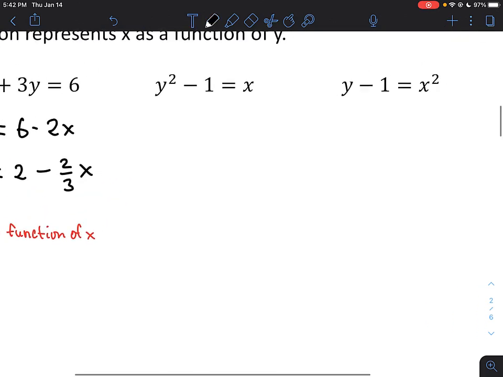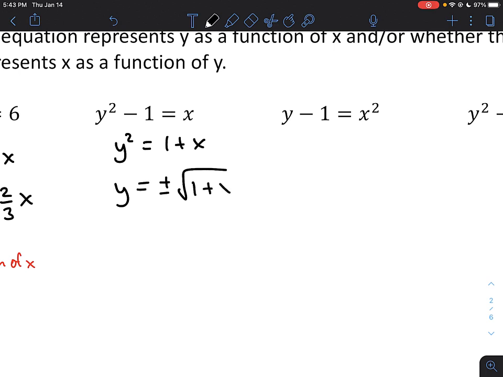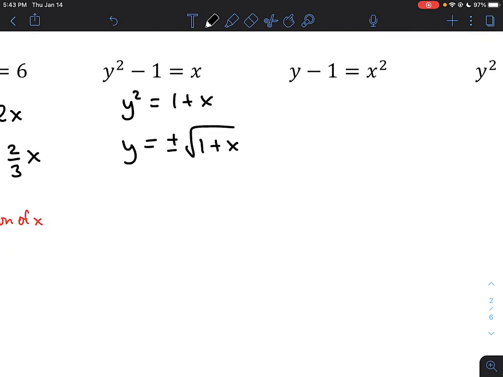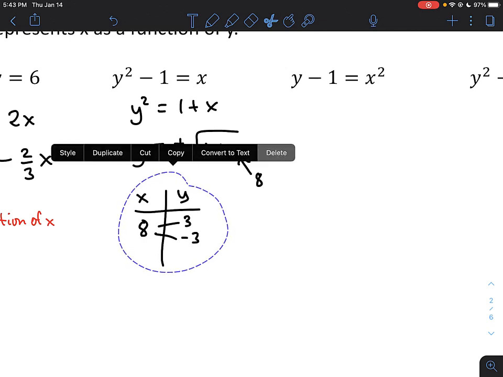If I take this second equation and try to solve it for y, let me add the 1 over, so we get y squared equals 1 plus x. But then when you take a square root, you have 2 possible answers, plus or minus the square root of 1 plus x. So if I start with an x coordinate and calculate the y, for example, let's plug in 8. And when x is 8, you do get a square root of 9, which is 3, but then plus or minus. So you actually get 2 different y's that correspond to the same x. This violates the condition for y to be a function of x, because one x led to multiple y's. So we would say in this case that y is not a function of x.